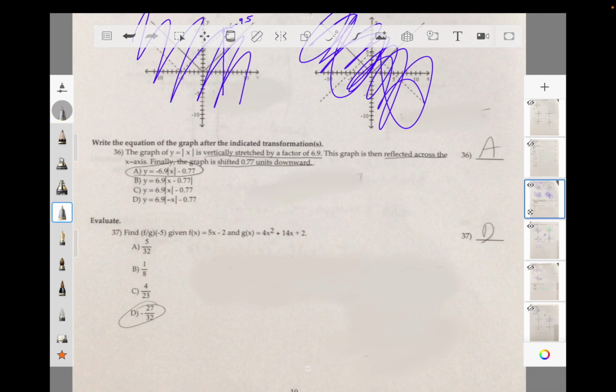Halfway there. Okay. The graph of y equals absolute value x is vertically stretched by a factor of 6.9. The graph is reflected across the x-axis. Finally, the graph is shifted 0.77 units downward.